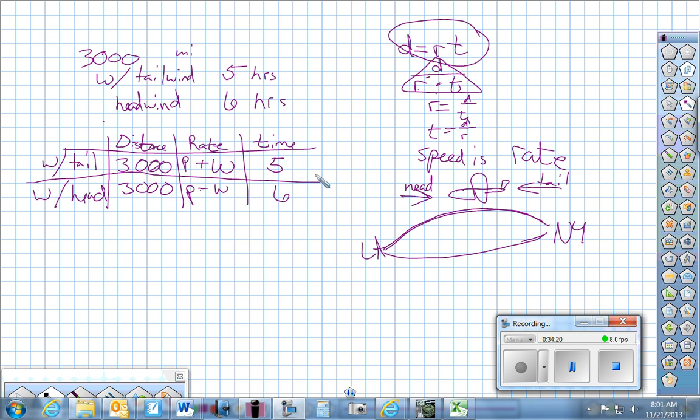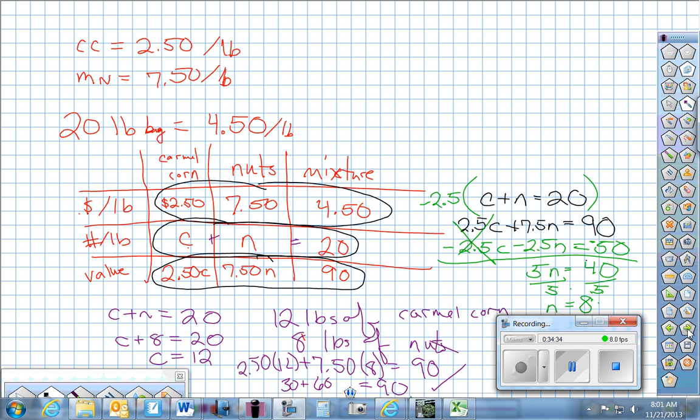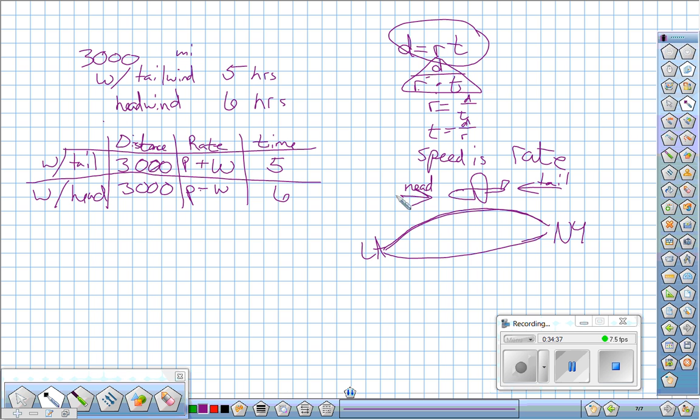You have to know your distance equals rate times time formula in order to know what to do. On the other formula that we did, we just added these things. But for a distance, rate, and time problem, we have to multiply them because the rate and time is getting multiplied. So distance, 3,000, equals rate, which is P plus W, times time, which is 5. My other formula is 3,000 equals P minus W, times 6.